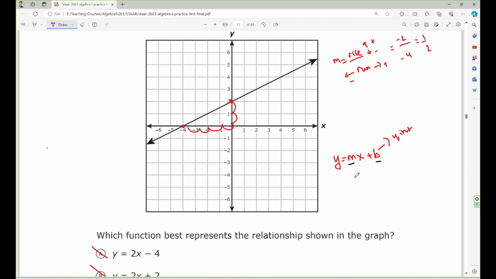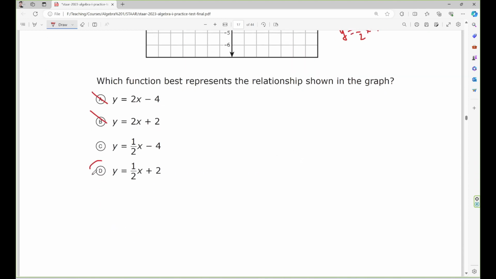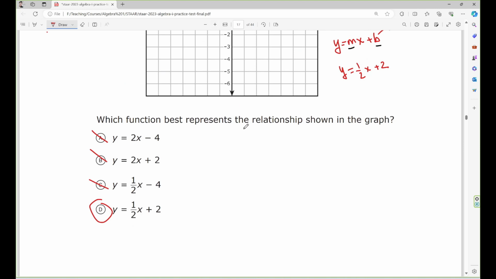So b equals 2. So the equation should be y equals 1/2 x plus 2. So look at the answer choice right here. The answer must be D. Okay? Or you use a graphing calculator. You put this on the calculator, and you will see only this one matches. But make sure you are careful.